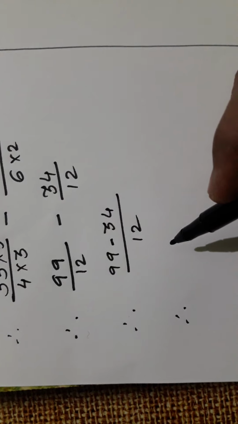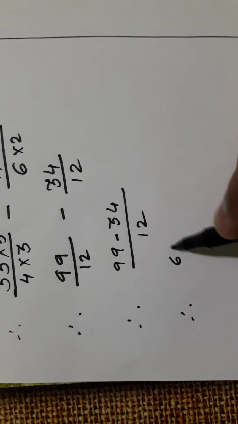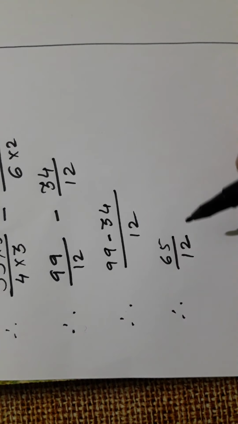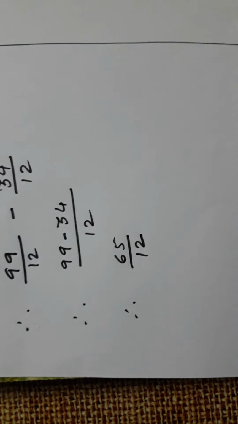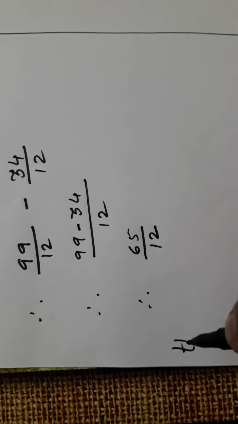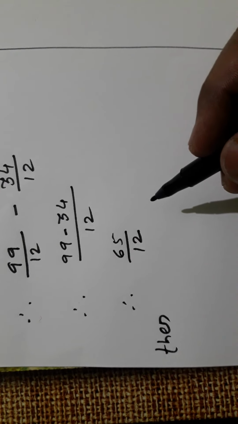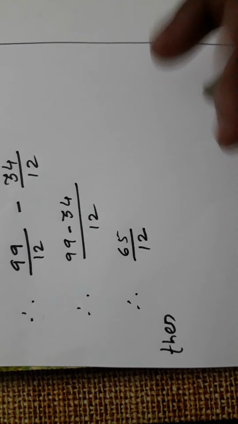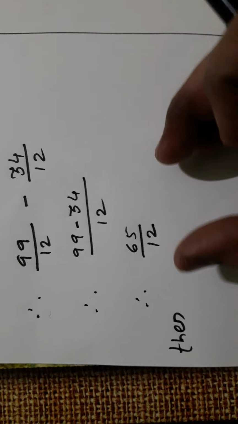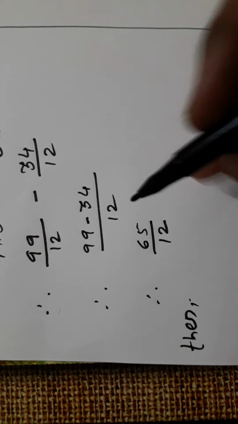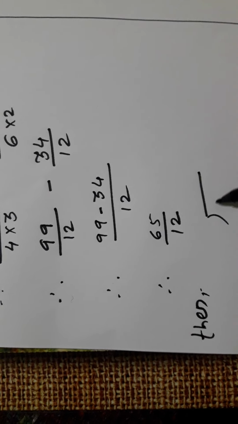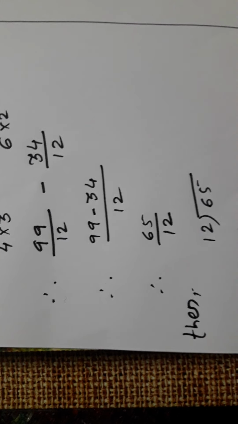99 minus 34. The answer will be 65 divided by the denominator as it is. Now we have to convert the answer into the form of a mixed fraction. For that purpose, in the last video I had given one formula. We have seen before how to convert the given fraction into a mixed fraction. For that purpose, we will divide 65 by 12.